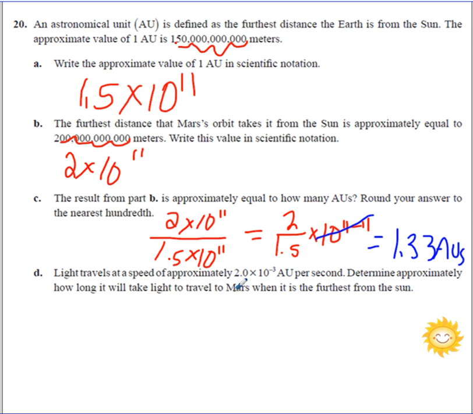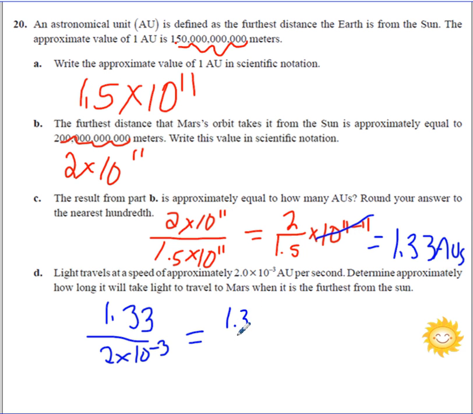Light travels at the speed of approximately 2 times 10 to the negative third AUs per second. Determine approximately how long it will take the light to travel to Mars when it is the furthest from the Sun. Well, for this one, we have our 1.33, and we're dividing it by 2 times 10 to the negative third. I'm just going to go ahead and change that to a decimal first, because it's easier, but I'll show you the other way as well.